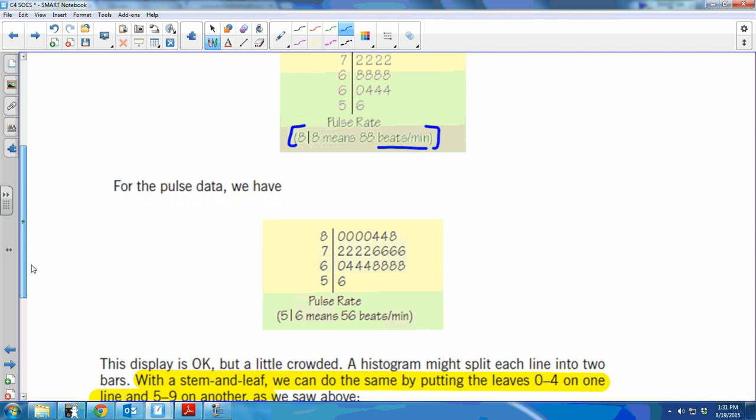Now, here's the original data. And you can see that all the data is kind of scrunched together, right? There's pretty much 3 lines of numbers, and that's about it. Okay? So that you read about, and we're going to talk about doing split stems, which is what the first stem and leaf plot had.